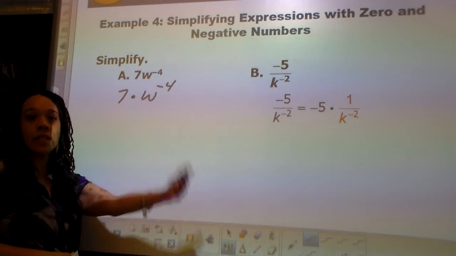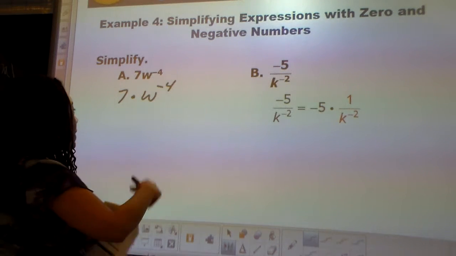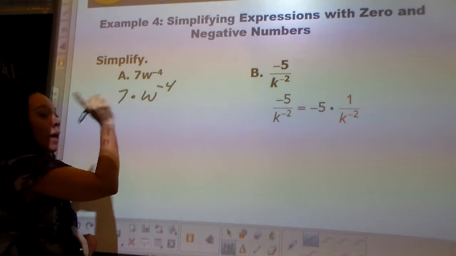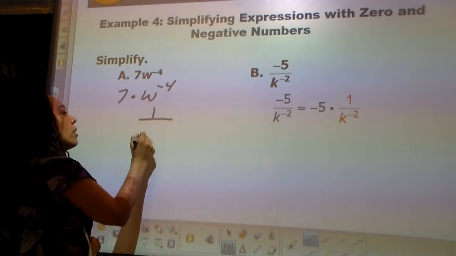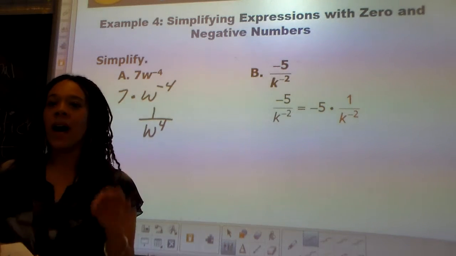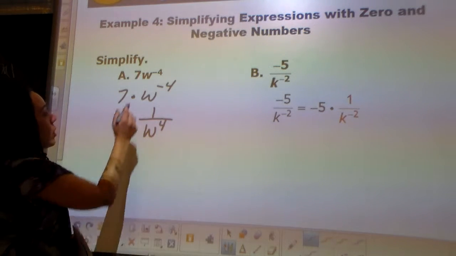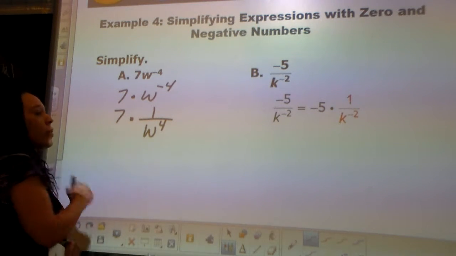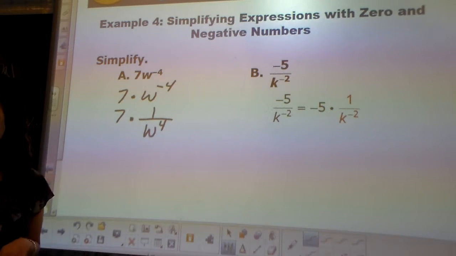Here, the first thing I notice is I have a negative exponent. So with this negative exponent, I automatically remember I have to do 1 over this whole thing, w, and instead of to the negative 4th power, it's the positive 4th power. Now, that still gives me a 7 over here. So I have 7 times 1 over w to the 4th power.